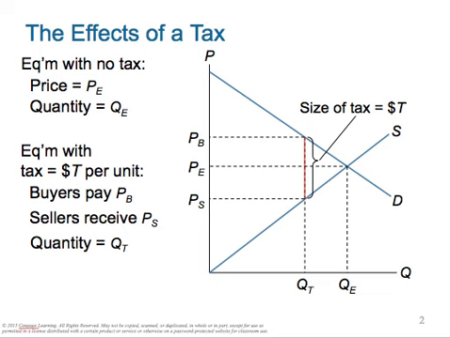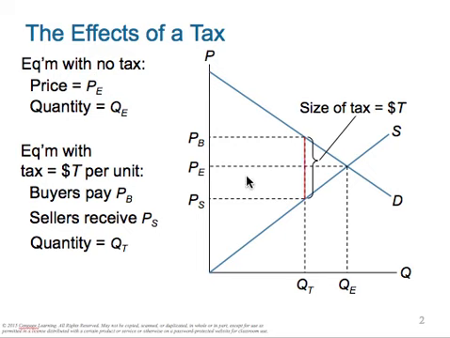Now, looking at the equilibrium with a tax, the tax dollar amount per unit is taken into account. So buyers pay price PB, price for buyers, and sellers receive price PS, price for sellers. The difference between these two, what the seller is getting and what the buyer is paying, is the tax. This leads to a quantity of QT. Again, at the higher price, buyers would want a lower quantity, so we move from QE to QT.